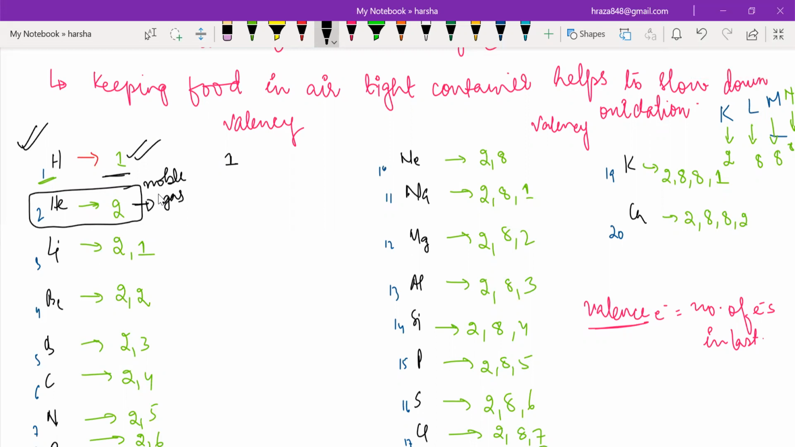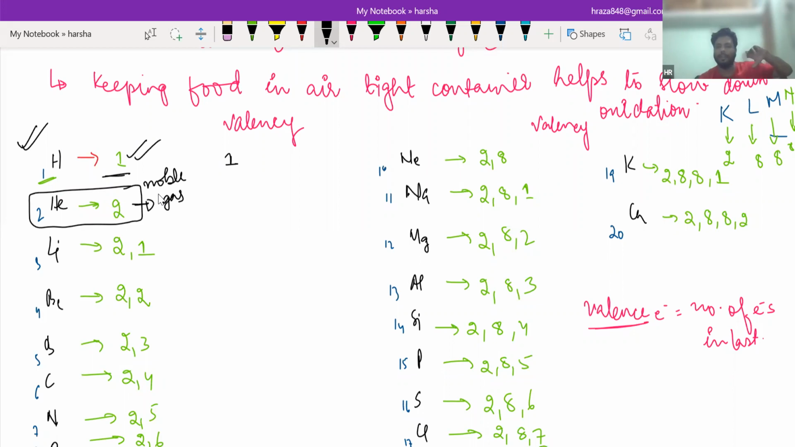Periodic table, the chart: hydrogen, helium, lithium. On the right-hand side, the 18th group is written. That group is helium, neon, argon, krypton, xenon, radon. That group is called noble gas because the elements in that group are highly stable.